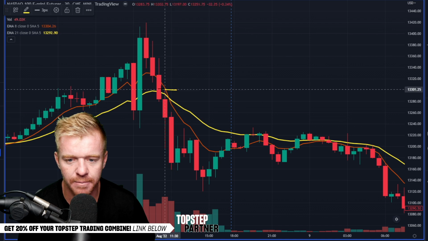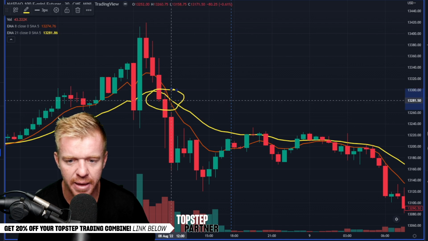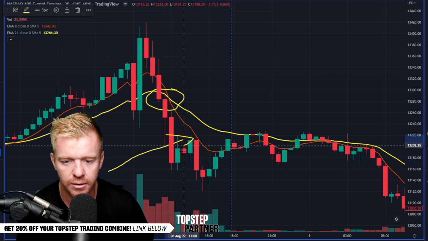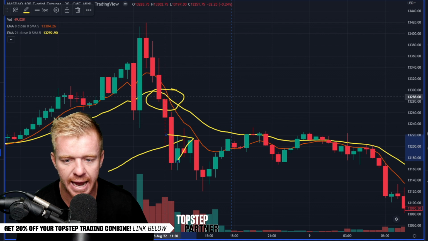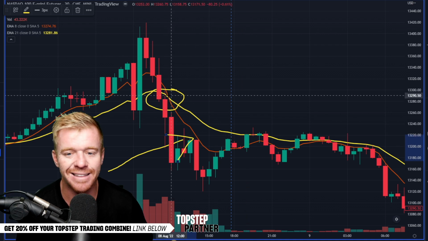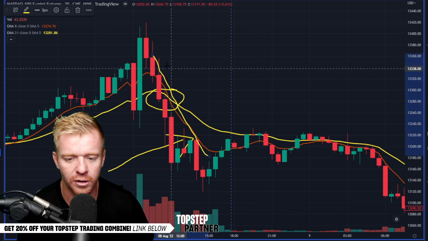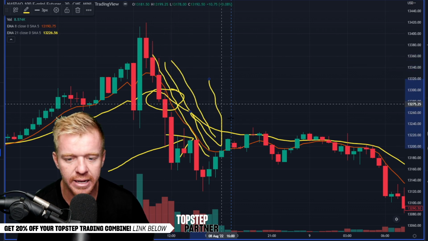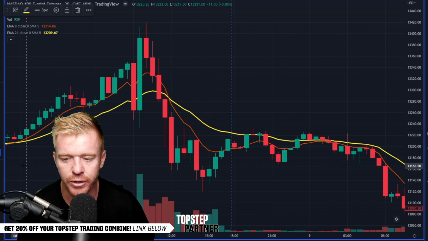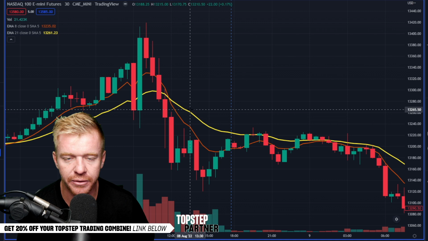When we cross the 21 EMA with the 8 EMA, that orange line crossing that yellow line, this is going to be bearish because now that 8 EMA is below the 21 EMA, and that's telling us that we're in an overall downtrend. The market's moving down, right? The market's moving down there based on the fact that we crossed the 8 and the 21.